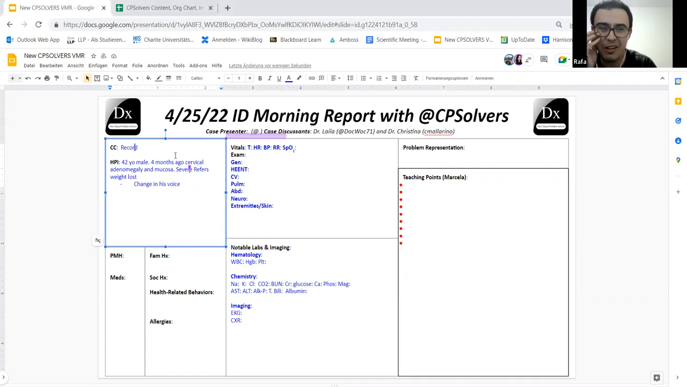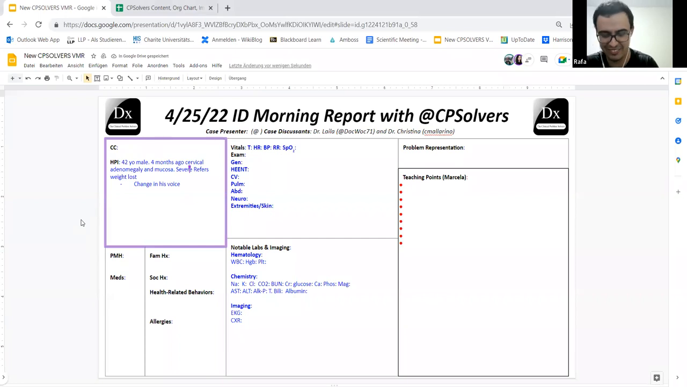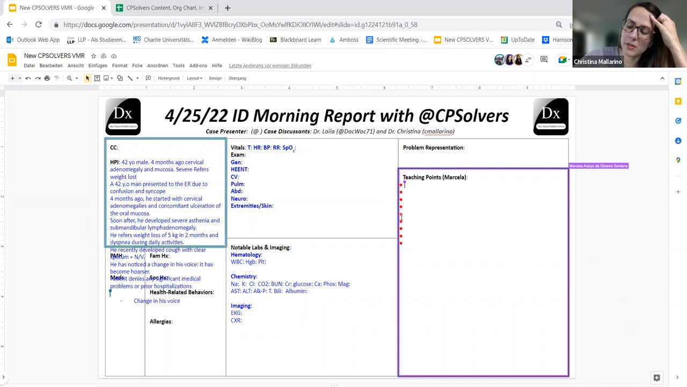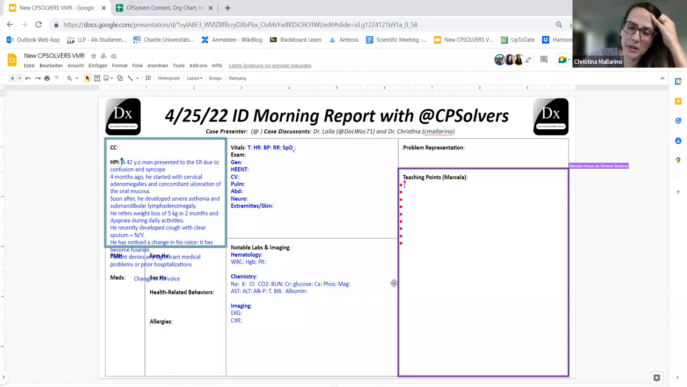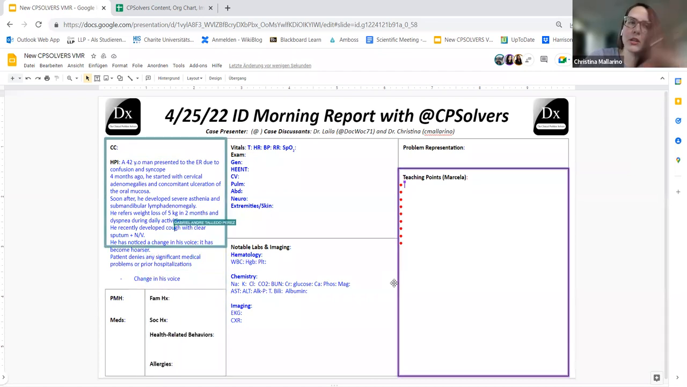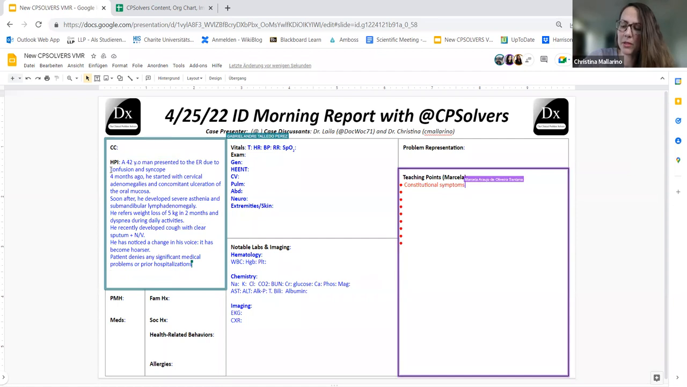Amazing. What is going on in your mind with these pieces of information, Dr. Christina? So I'm trying to piece together the timeline. It sounds like this is a younger, or middle-aged, patient coming in with confusion and syncope. Not yet sure exactly how acute this is, but it sounds pretty acute, on a backdrop of 4 months of cervical adenopathy, weight loss, cough, hoarseness. So obviously I'm thinking about the constitutional symptoms and what bucket that puts me in, and then more acutely, what happened that caused this person to be confused and to have a syncopal episode.